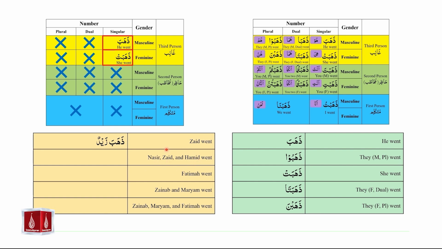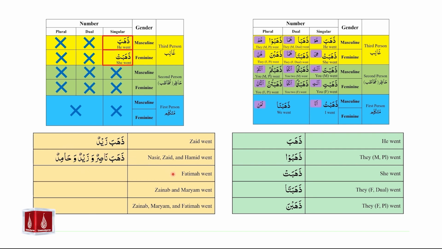And because we are using nouns as fa'il, we again only have two options. Either we use cell number 1 or we use cell number 4. Nasir, Zaid and Hamid are masculine. So we will pick cell number 1, which is Zahaba, and we will say Zahaba Nasirun wa Zaidun wa Hamidun. Again, Nasirun is marfu, Zaidun is marfu, Hamidun is marfu because the fa'il must always be marfu. In this case, just like the top example, the fa'il is no longer within Zahaba. The fa'il, Nasirun, Zaidun, Hamidun are being revealed.